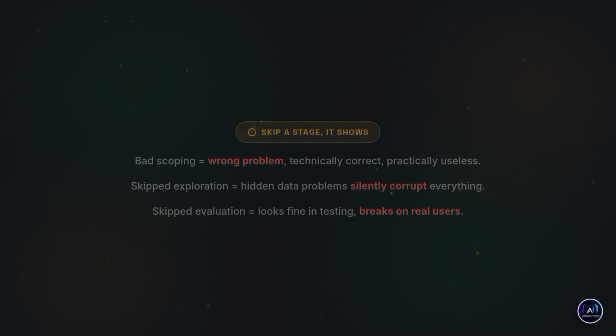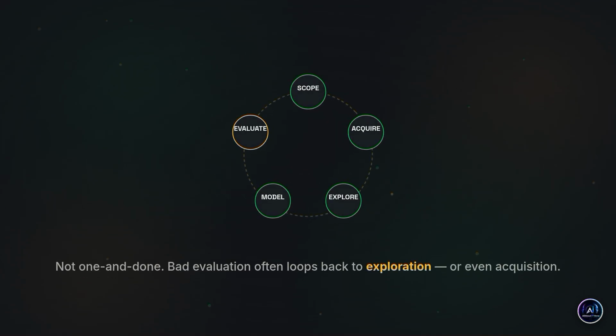One more honest thing worth knowing. This process isn't strictly one and done in a straight line. Real teams loop back constantly. Bad results at evaluation often send you straight back to data exploration, or even back to acquisition, to get better data. The 5 stages are the map, but the actual journey loops.